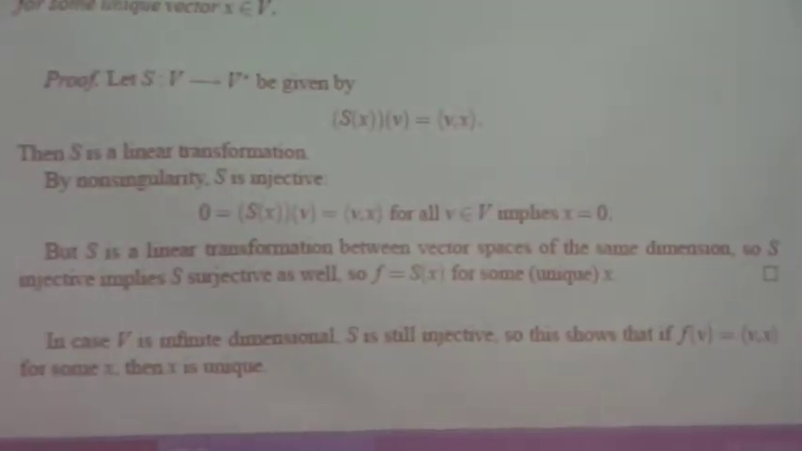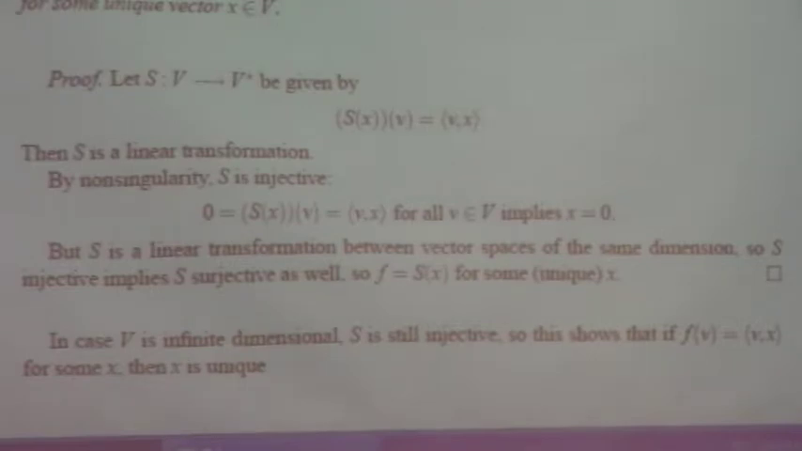Notice this proof works in the finite dimensional case because we can do dimension counting. In the infinite dimensional case, we still have that the map is injective. That argument still works, but we can't conclude anything about surjectivity because we don't have dimension count. Injectivity says if x exists, it's unique, but x may or may not exist.